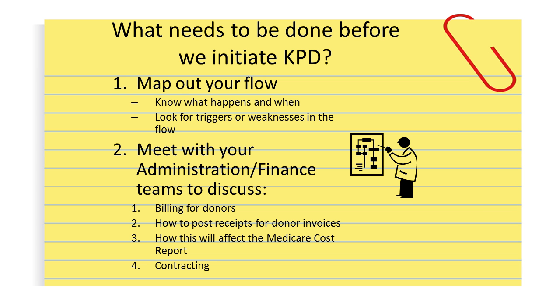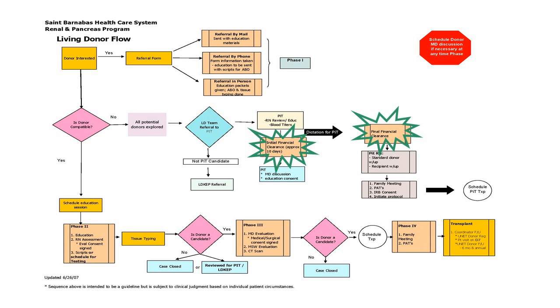But the other important thing to do, when you're initiating KPD, is meet with your hospital's administration and finance. There are a lot of moving parts that we will discuss in detail, specific to how you bill for donors, how to post receipts for donor invoices, how this will affect your Medicare cost reporting, and even contracting. So these are critical elements that many within the transplant department may not know about, but those team leaders in administration and finance at your hospital will, and they can assist you in making sure that you're doing things effectively, correctly, and compliantly.